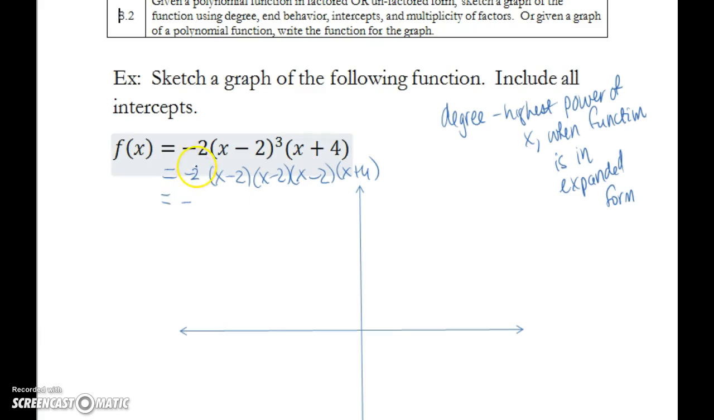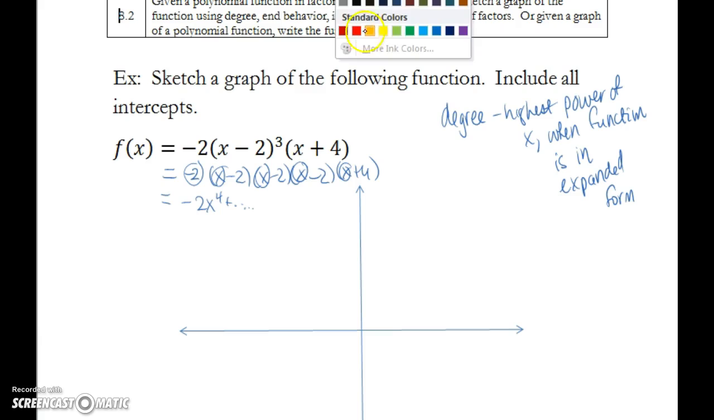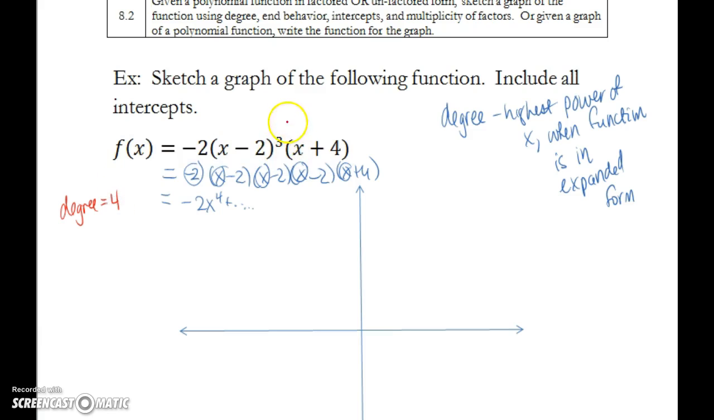Our first term would be negative 2 times x times x times x times x, or negative 2x to the fourth. And there would be other terms after it, but the leading term would be negative 2x to the fourth, and the highest power of x here is 4. So in our particular graph, our degree is 4. Now, the fast way that we can get degree is if it's in factored form, add up the exponents on the factors. So you have a factor of exponent of 3 and exponent of 1. 3 plus 1 is 4. That's the degree, and the degree is even.